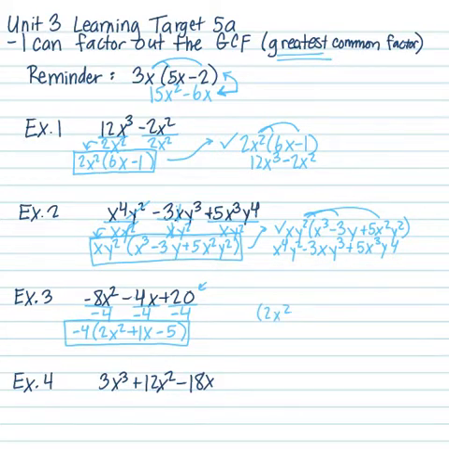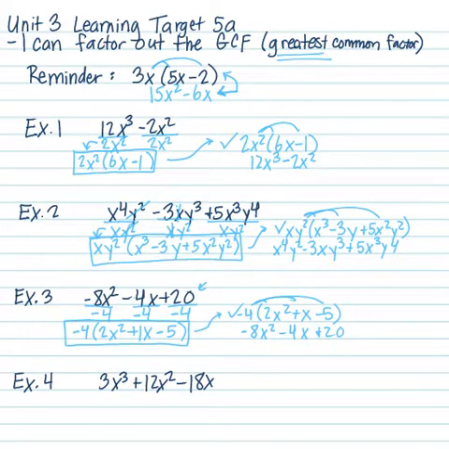Check yourself. If you ever have time, it's always best to check yourself. If we distribute, we're going to get -8x squared minus 4x plus 20. Again, that's what we started with, so we did it correctly.